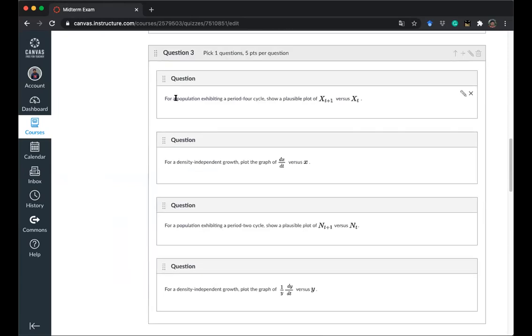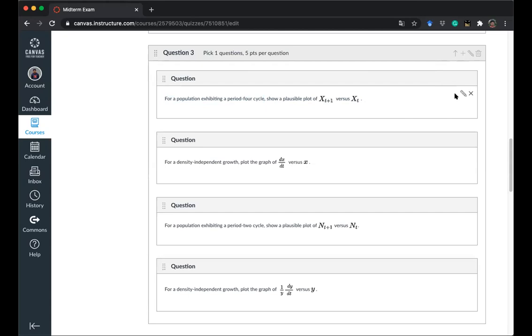So 3 had, I think, 4 parts. They were all, again, useful patterns to keep in mind when analyzing data. For example, if you know that there is a population that exhibits 4 cycles, how would this plot look like, right? That's a very useful thing to know, right?